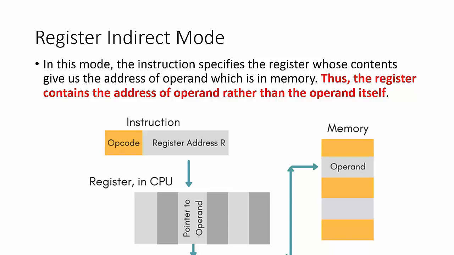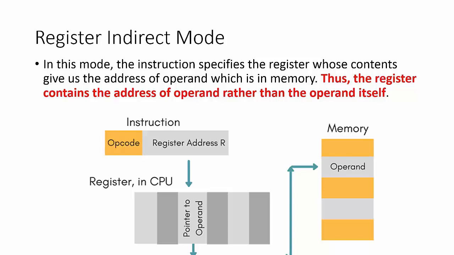As we discussed in the previous addressing mode, that is the register addressing mode, the operand or data was present in the register. But in the register indirect mode, whatever data is present in the register is actually the address of the main memory where the actual operand is stored. You can see this flow of the register indirect mode.